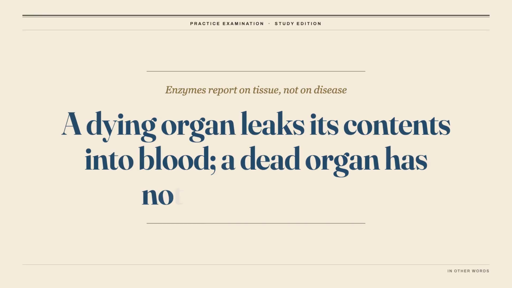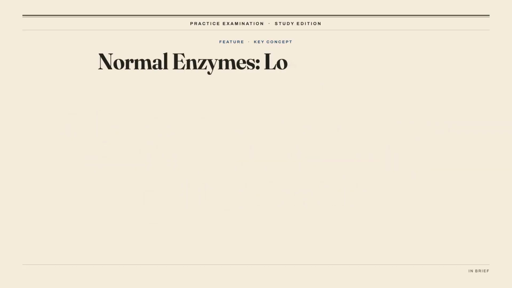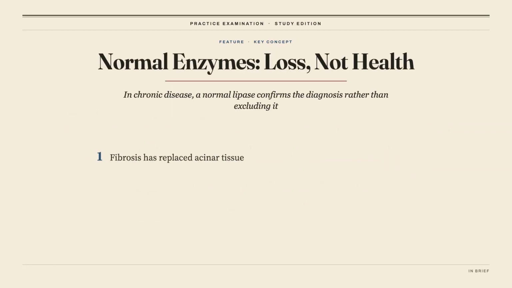Amylase and lipase rise only when acinar cells exist in quantity and get injured. In acute pancreatitis, both conditions hold, so enzymes spike. In advanced chronic pancreatitis, fibrosis has already replaced the acinar tissue, so there's nothing left to release, no matter how sick the patient is. Reading normal enzymes as reassurance inverts their true meaning.